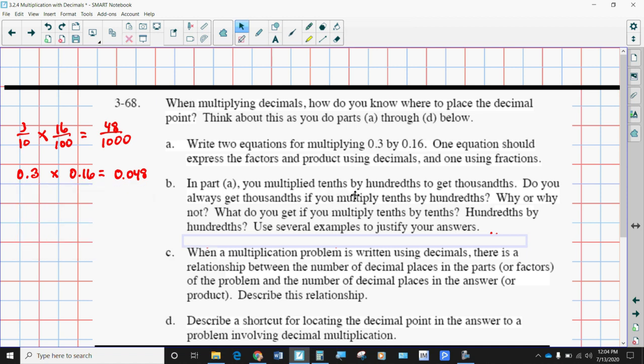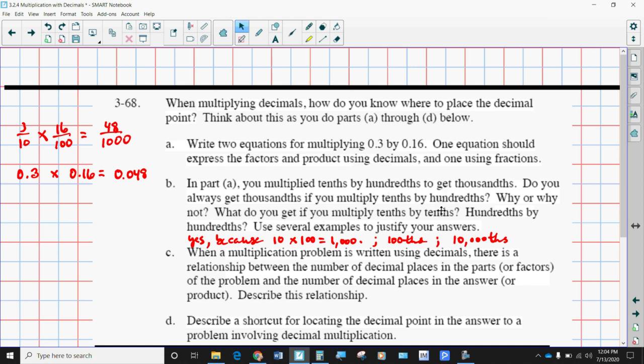So in part A, you multiply tenths by hundreds to get thousands. You always get thousands if you multiply tenths times hundreds. Why or why not? What do you get if you multiply tenths by tenths or hundreds by hundreds? Well, you are always going to get thousands if you multiply tenths times hundreds, since 10 times 100 is 1,000.